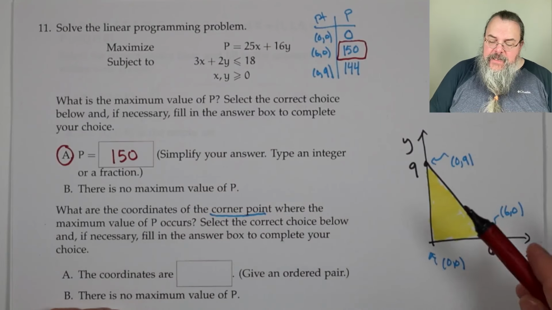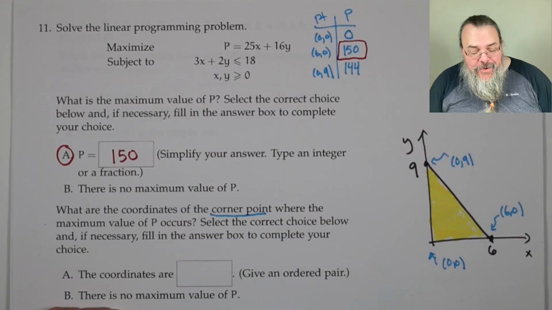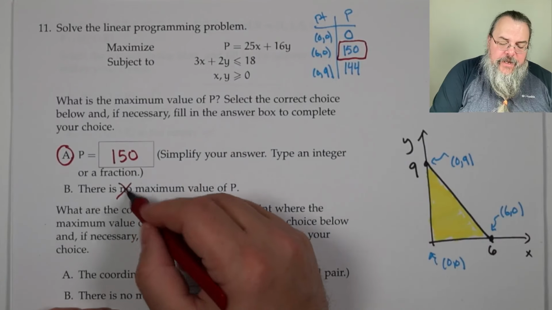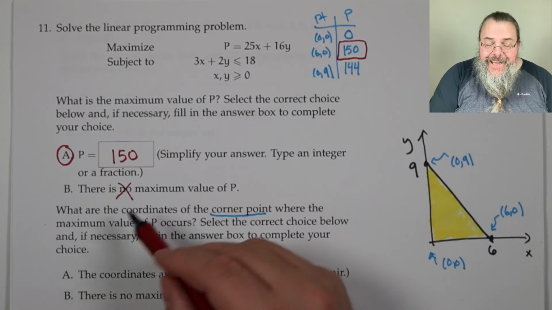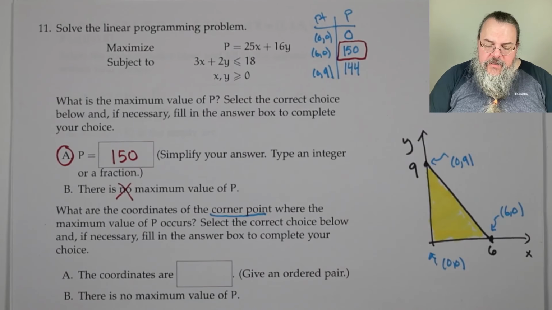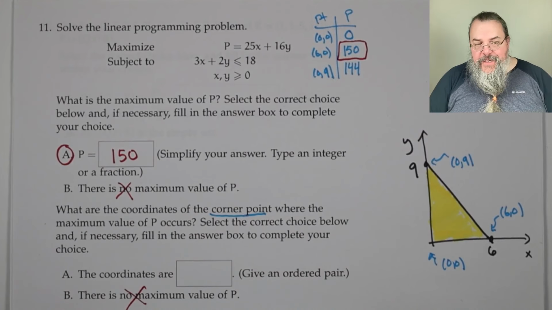Now, B can happen if we had something where it was unbounded, it's possible. But because this is bounded, there's no way we're going to fail. So it's highly unlikely that B will be the right answer. Now, what are the coordinates of the corner point? Well, we've already figured out there is a maximum, so it's not B again.